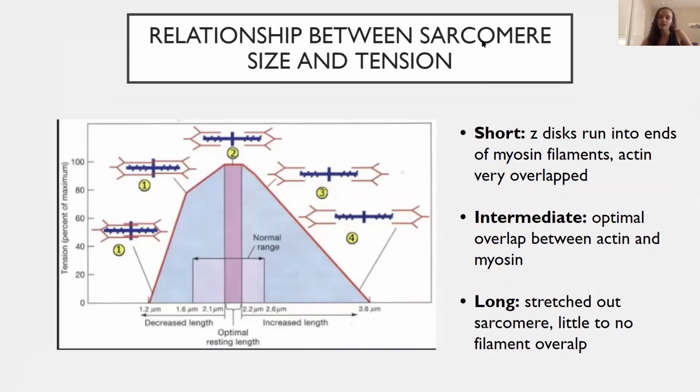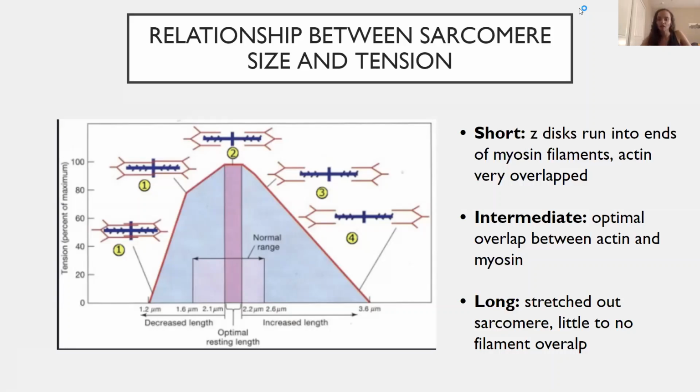So what do we see on the short end? On the short end, the reason it's suboptimal is that the Z discs run into the ends of myosin filaments. And then we can also see from this figure, if we look at number 1, the actin filaments are very overlapped. If they're very overlapped, that really hinders muscle contraction because they're not able to go towards and away from the M line, that middle line, properly. As we see in the middle part, there's sufficient overlap between actin and myosin, versus the short sarcomere where actin is just overlapped with itself.